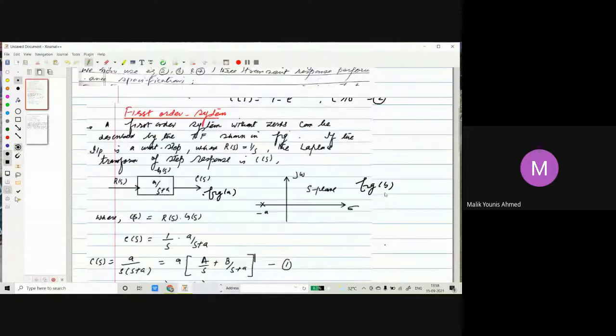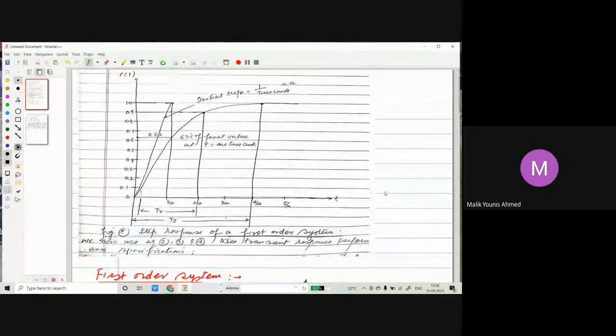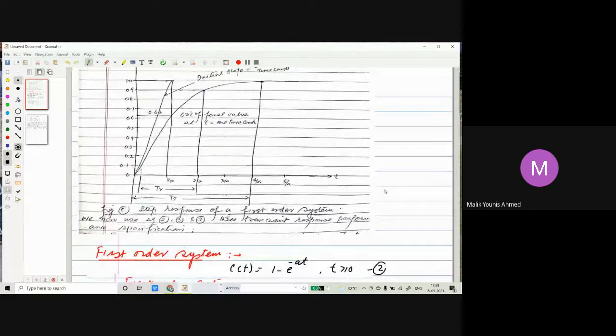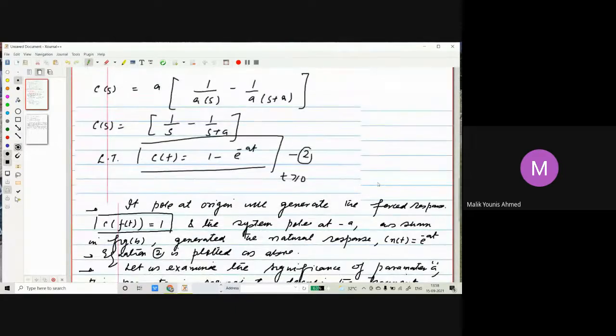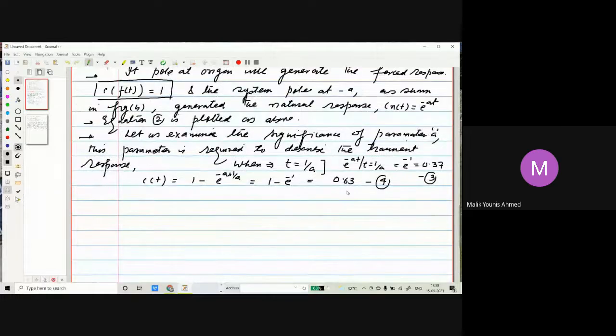Let's have a look at this diagram. Now, this is the step response of a first order system. Okay, and we will be using these 3 equations. 2 is this one, 3 is this one, and 4 is this equation. 3 and 4 we have obtained by substituting t equal to 1 by a, the parameter a being important for us in analyzing the transient response.